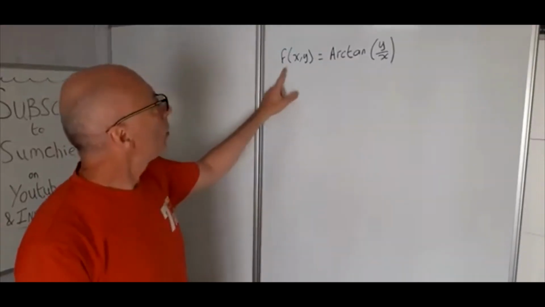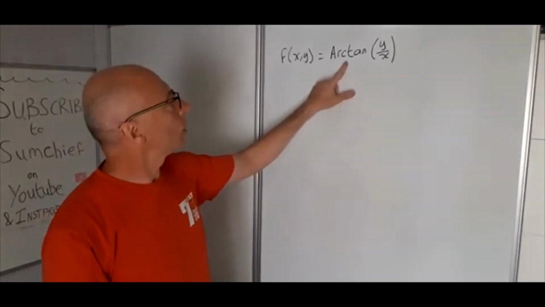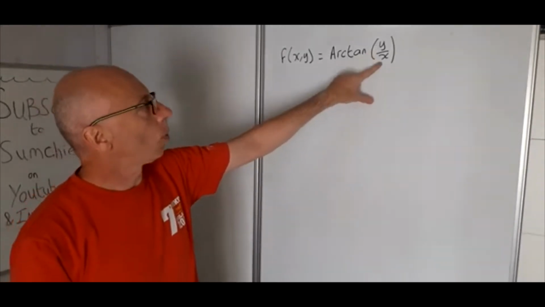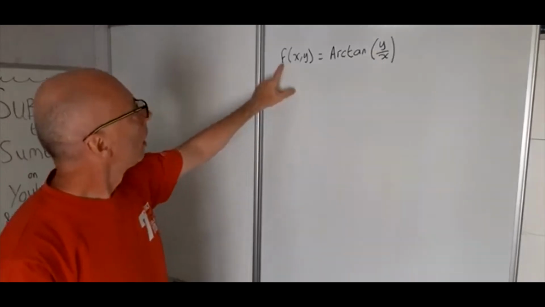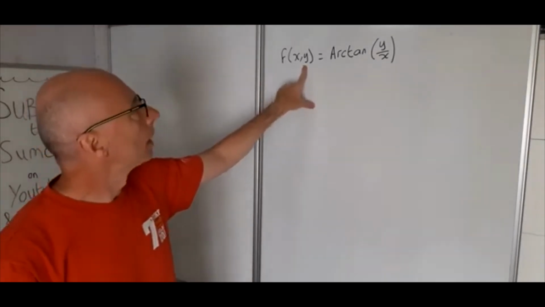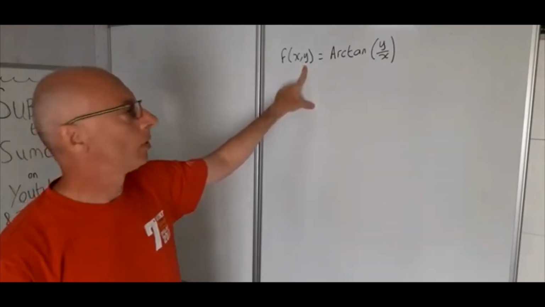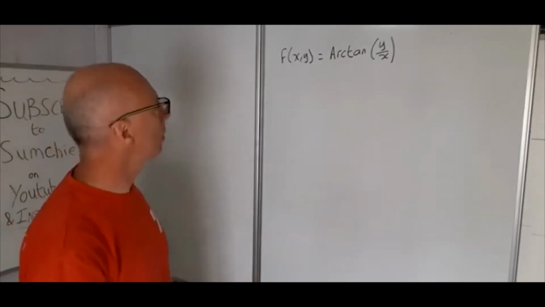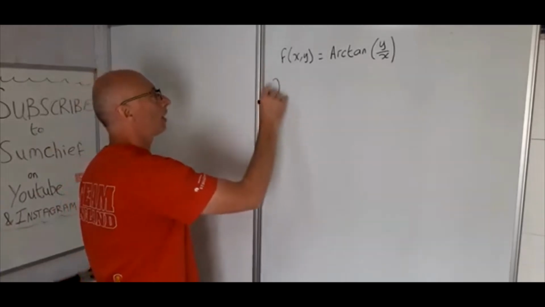Okay, so in this video we're going to find the derivative of this function here, arctangent of y over x. And the function here is a function of two variables, f of x and y. So we can't just take the normal derivative of that, we have to take what's called the partial derivative. I'm going to write that down like this.